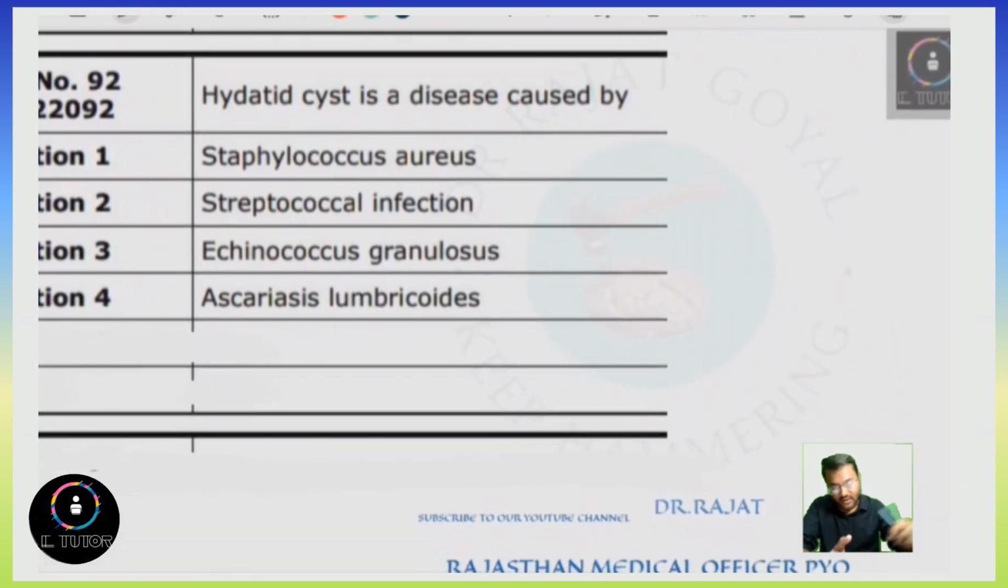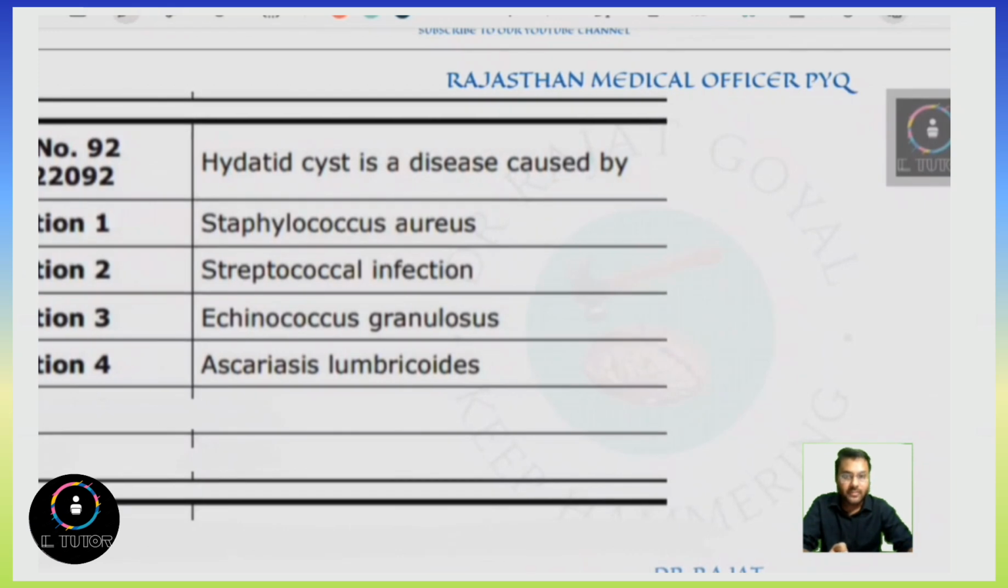Next question is: hydatid cyst is a disease caused by. Hydatid cyst is a disease which is caused by a dog tapeworm.